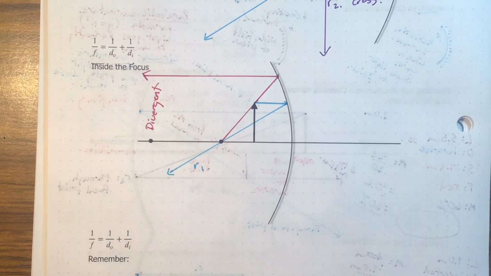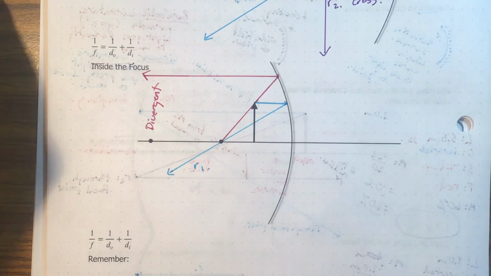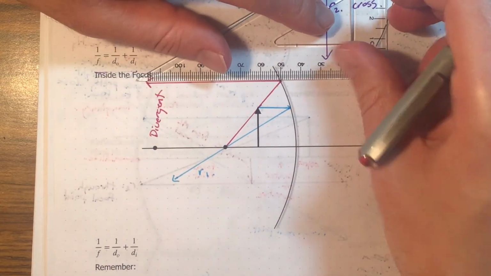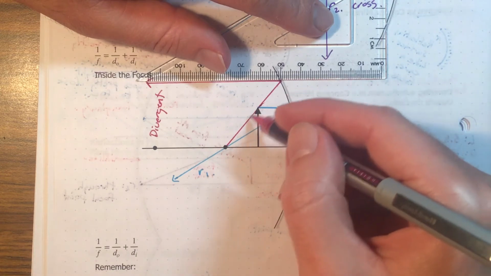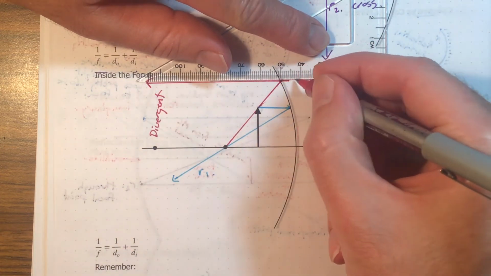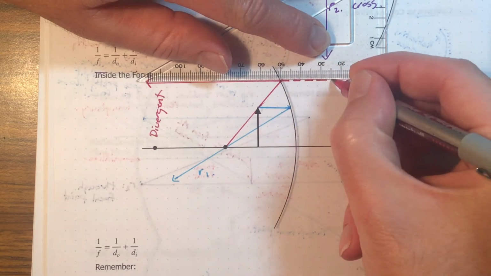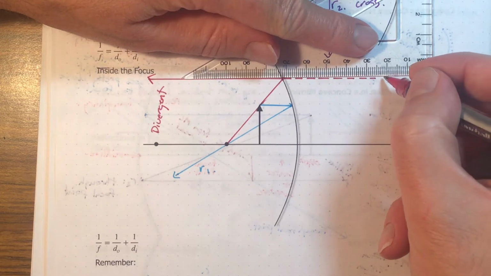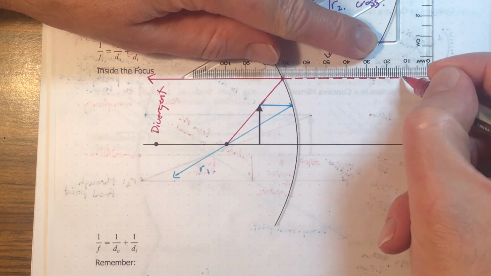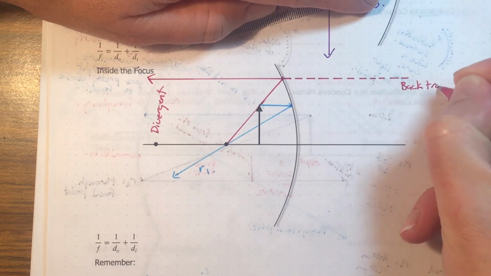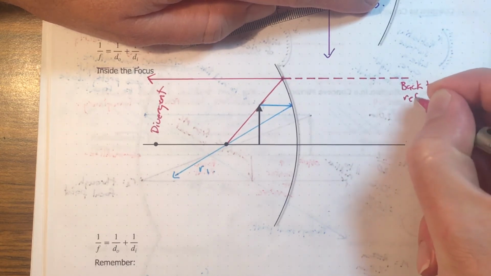Well, when we have divergent rays, what we do is we backtrace our reflected rays. So this ray here is reflected. So here's ray 2. It started here, went up. So we backtrace the reflected ray with dashed lines behind the mirror. We backtrace the reflected ray.